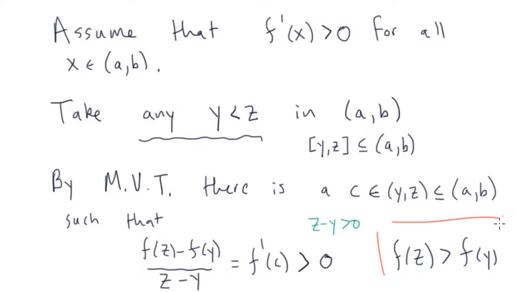But what does that mean? Remember that y and z were taken arbitrarily. They were any 2 points in this interval. But if y is less than z, f of y is less than f of z, hence f is increasing over this entire interval.